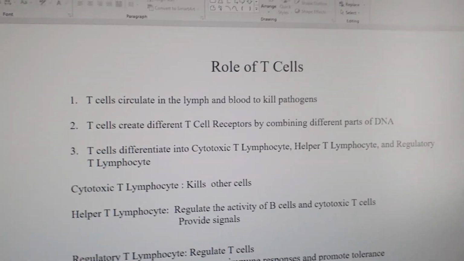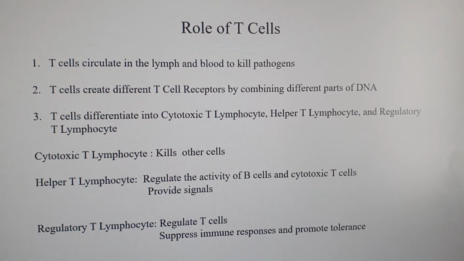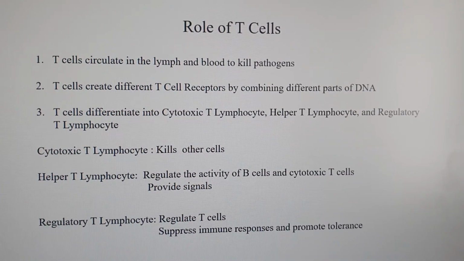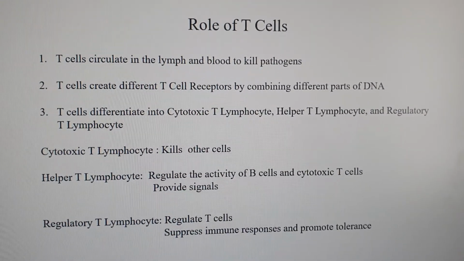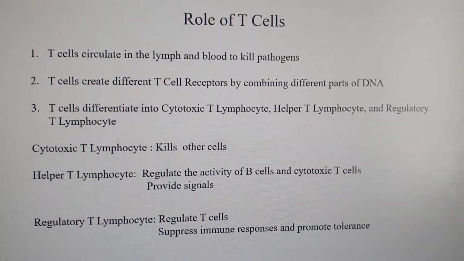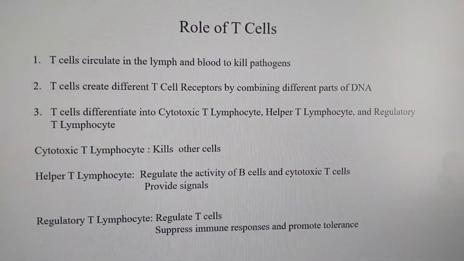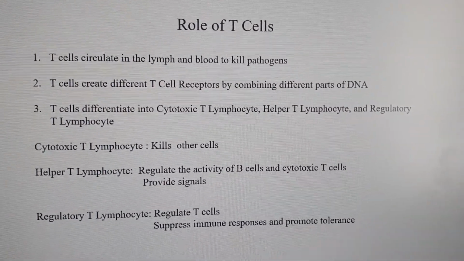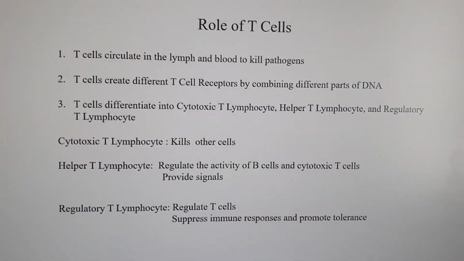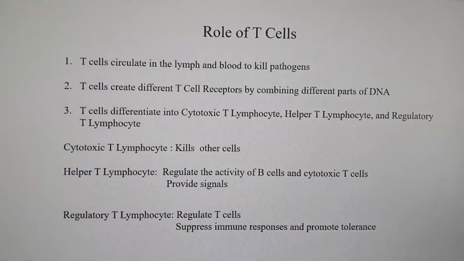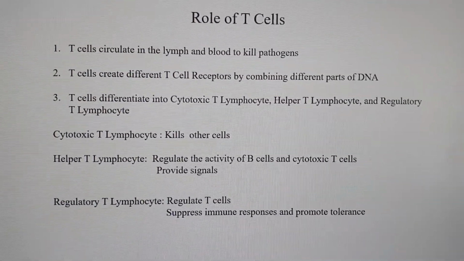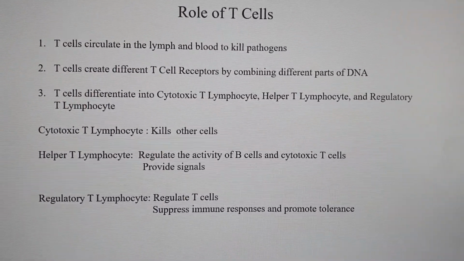So, the role of T cells. The role of T cells is to circulate in the lymph and blood system to kill pathogens, just like B cells. And T cells create different T cell receptors by combining different parts of DNA. So in chromosome 6, they combine different parts of the genes to make different combinations.